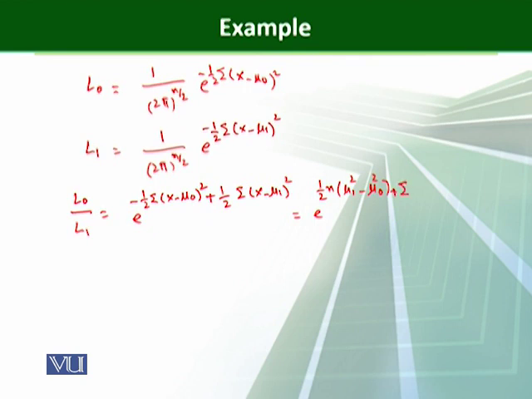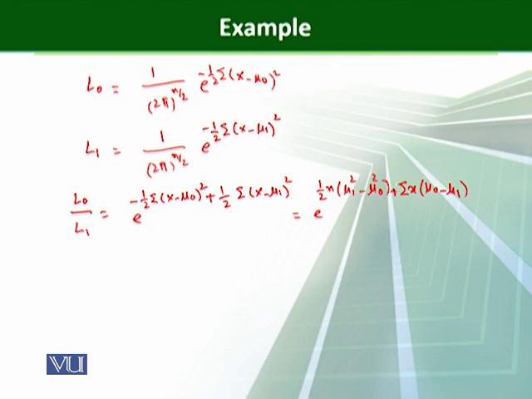sum x into mu naught minus mu 1. स्क्वायर्स को ओपन किया है और इसको सिंप्लीफाई किया है तो we will find this result.